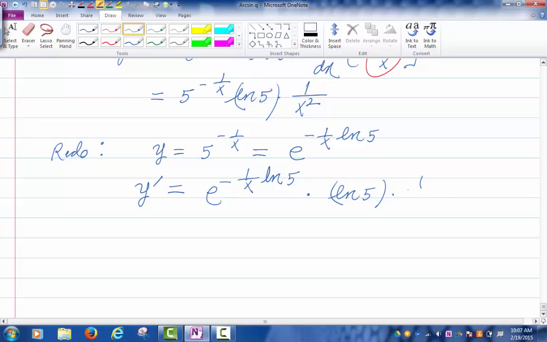Alright, this is that. Do you want me to do yet another way of doing this problem? Well, what the heck, let's do another way, okay? So redo once again. I have y is 5 to the negative 1 over x. And this is the log differentiation way. You take ln of y, you take ln of 5 to the negative 1 over x.